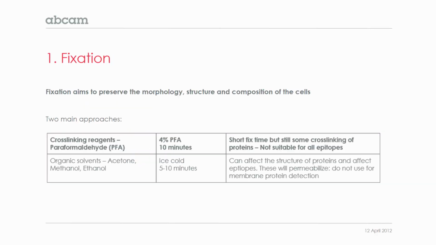So let's begin with fixation. Fixation is required to preserve the cells, to preserve their morphology and their composition, and to keep the target in a good condition and at the correct localization. There's two main ways in which you can do this. You can do paraformaldehyde cross-linking fixation, or you can use organic solvents.